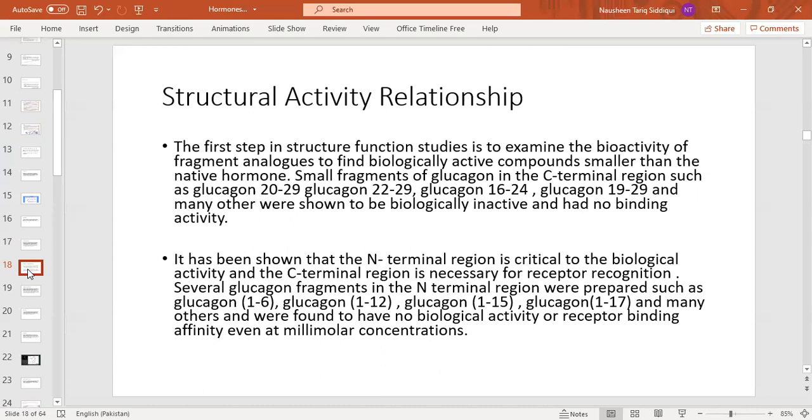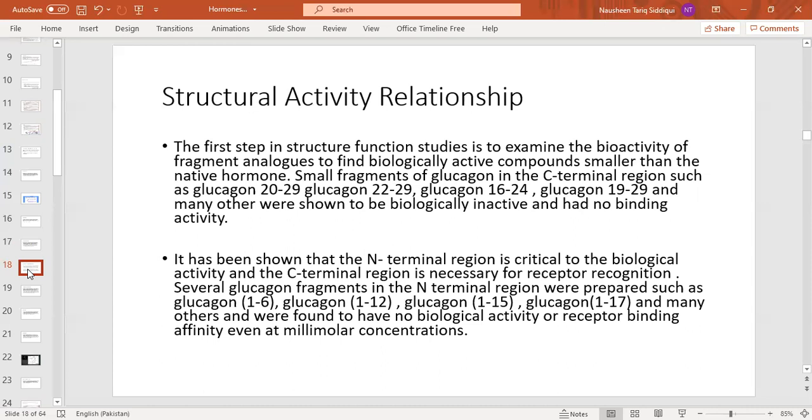It has been shown that the N-terminal region is critical to the biological activity. The carboxylic acid side is not important for the biological activity, while the N-terminal region is important, and the C-terminal region is necessary for receptor recognition. The C-terminal is equally important, but for the receptor recognition, not for the biological activity.